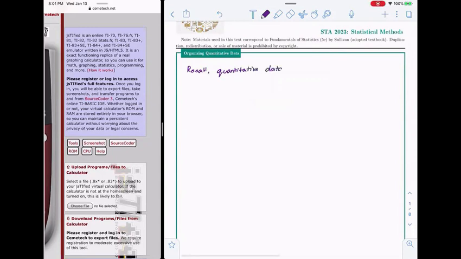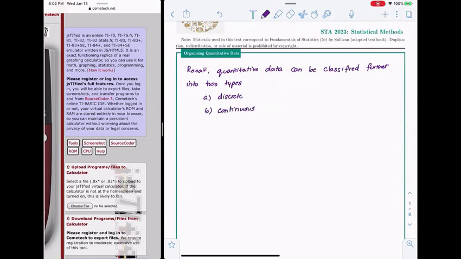quantitative data can be classified further into two types: discrete and continuous.